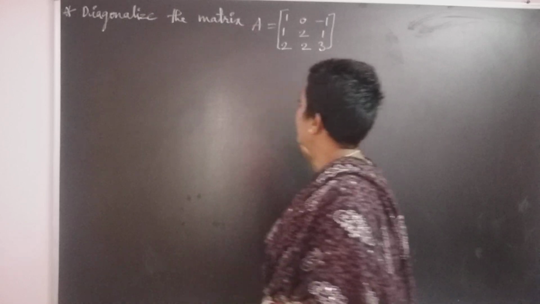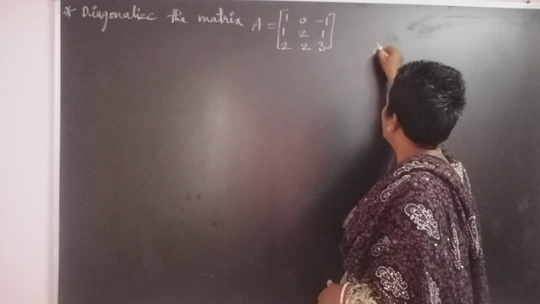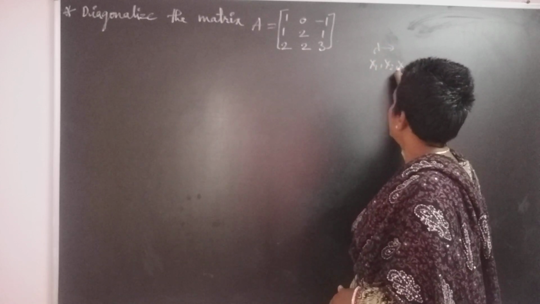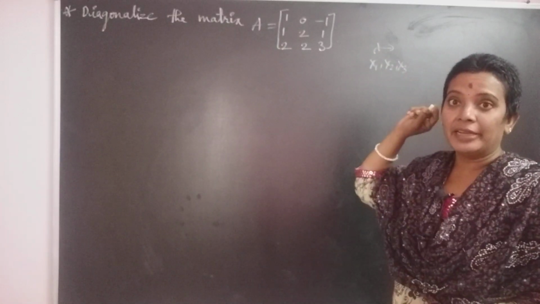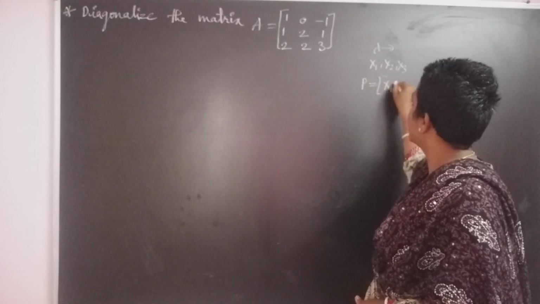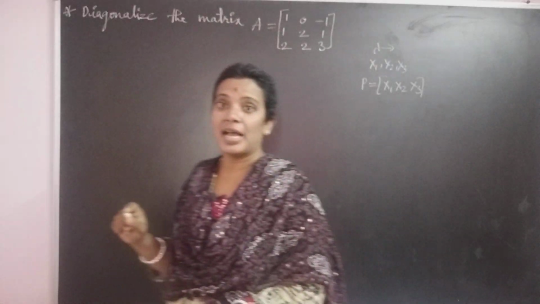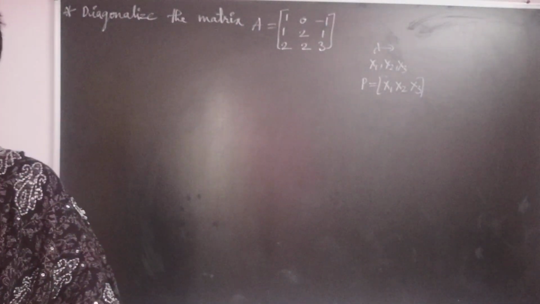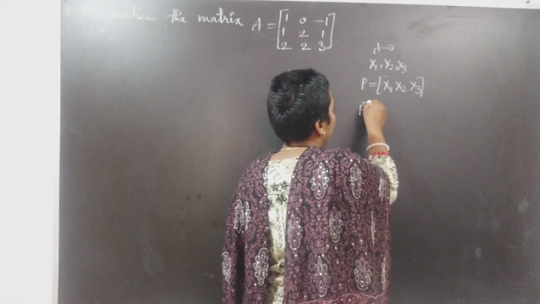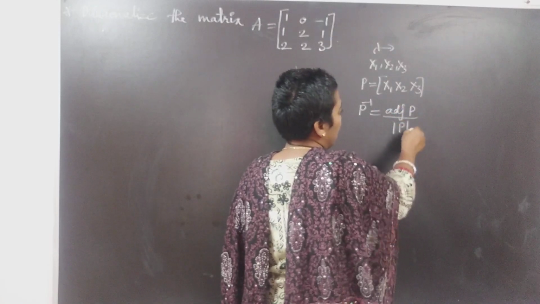First of all, what are the steps in diagonalization? First, we find the lambda values. Then we find x1, x2, x3, the corresponding eigenvectors. Next, we take the modal matrix P with x1, x2, x3 as its columns. Then, if P is a modal matrix, we can find P inverse, which is equal to adjoint of P by determinant of P.